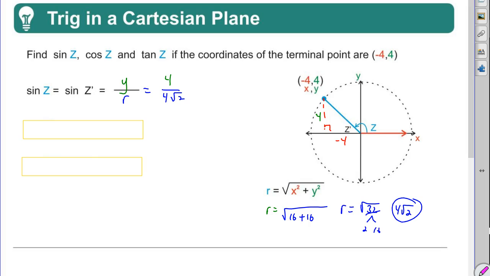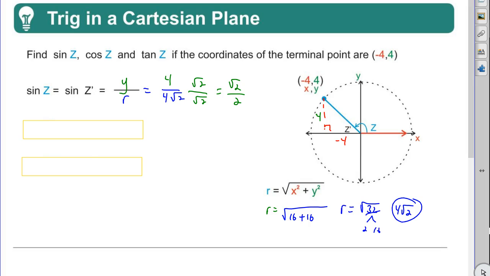We'll simplify this by rationalizing the denominator. Ooh, pink, yuck. All right, so let's rationalize the denominator. And what do we end up with? The square root of 2 over 2 is the sine of angle z.